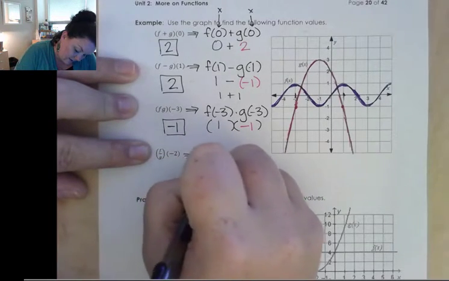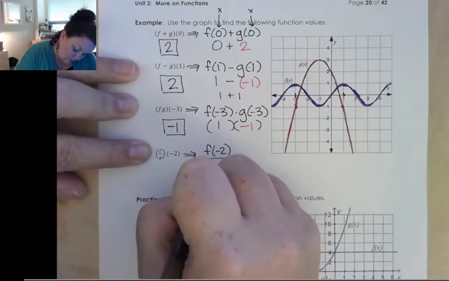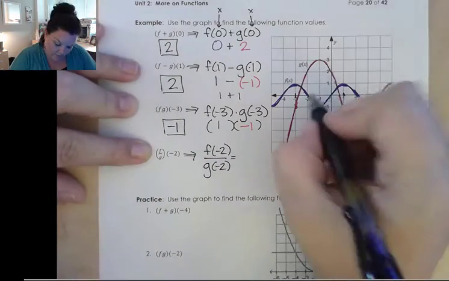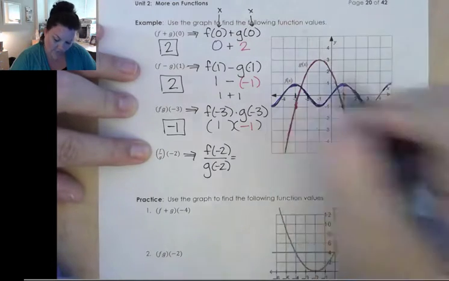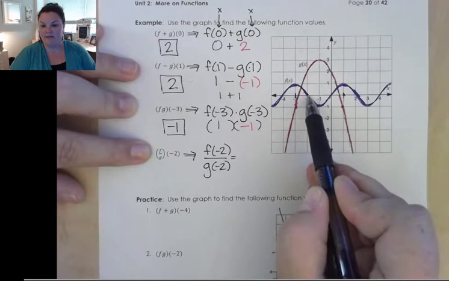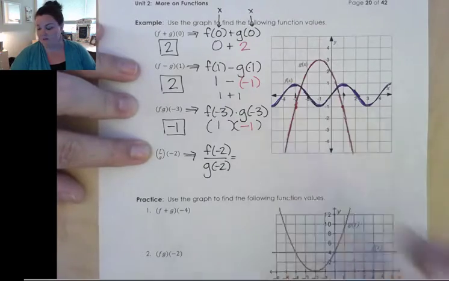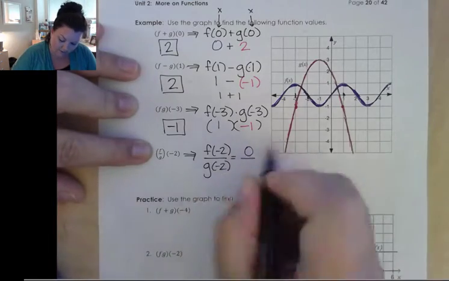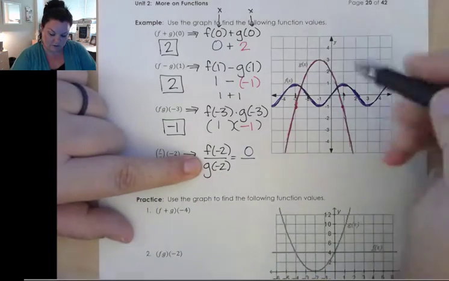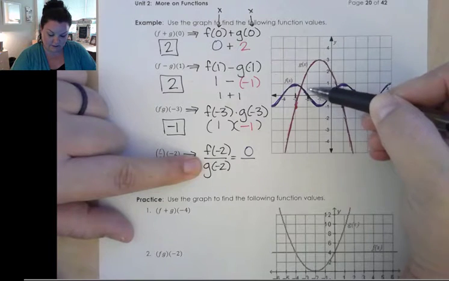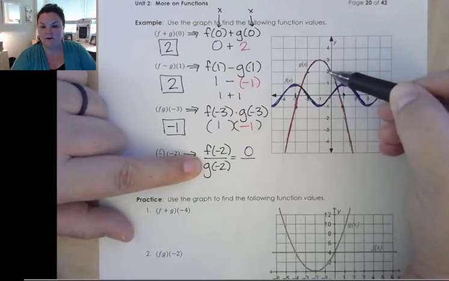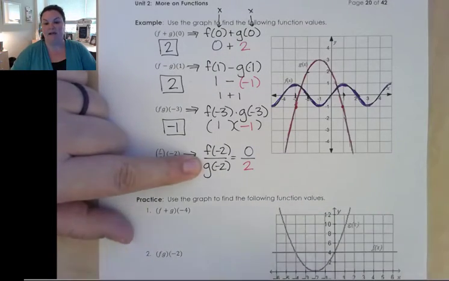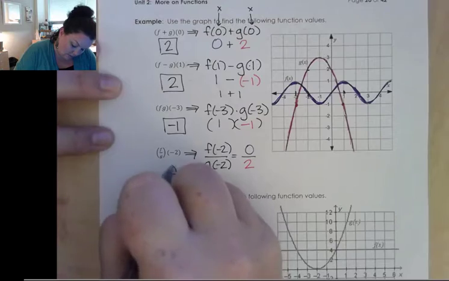Okay? And then our last one is our quotient function. So we're looking at f evaluated at negative 2 over g evaluated at negative 2. So I go to where negative 2 is, which is right here. And notice my f value at that point is right at that point. So that means it has to be 0, right? And then on bottom, g evaluated at negative 2. If I go to where x is negative 2 and trace it to my g curve, it's up here at positive 2. Okay? And 0 divided by 2 is just 0.